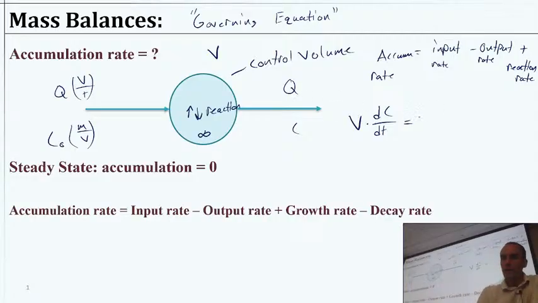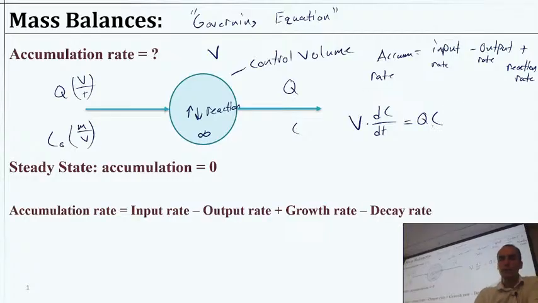So we can say then V dC/dt, we might have some calculus here sometimes, will be equal to what's coming in. So if we just have the one input term, it'll be Q times C. If we look at that, that should give us a mass per time unit. On the left side of the equation, we have a mass per time unit. The volume times the concentration gives us mass, divided by the change in time. On the right, the flow rate times the concentration is mass per time.